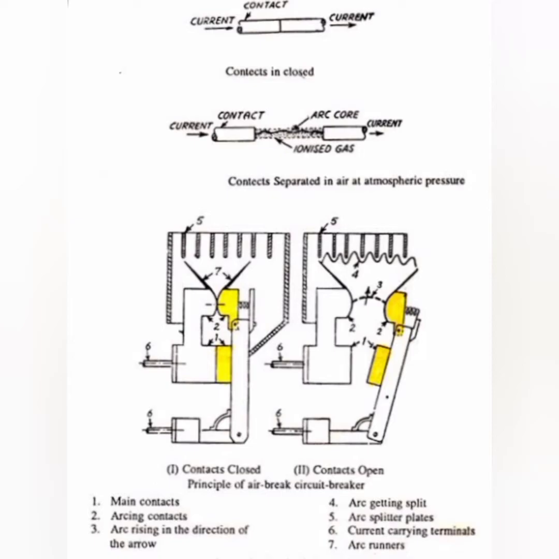Sixth is your current carrying terminals, which means the input and the output terminals. Then seventh one is your arc runners. So these are the main construction parts which are used in your air brake type of circuit breakers.